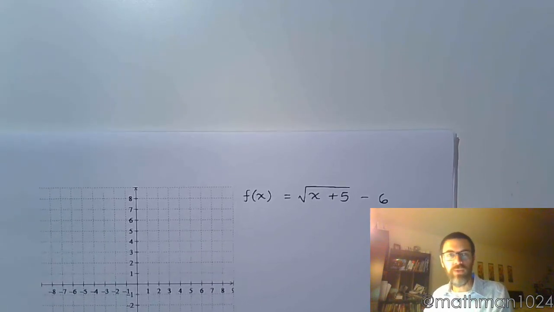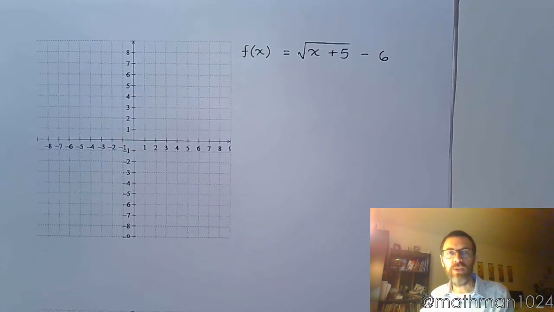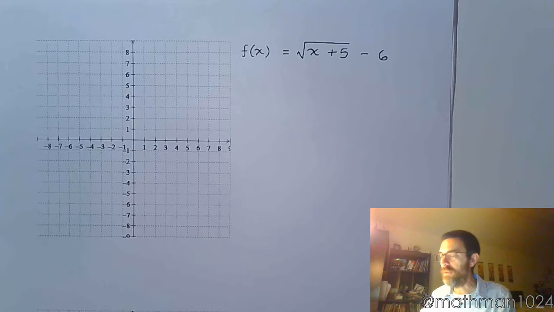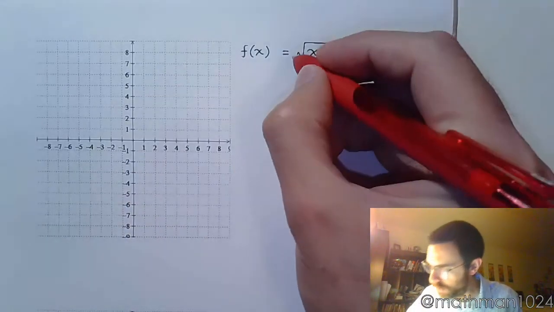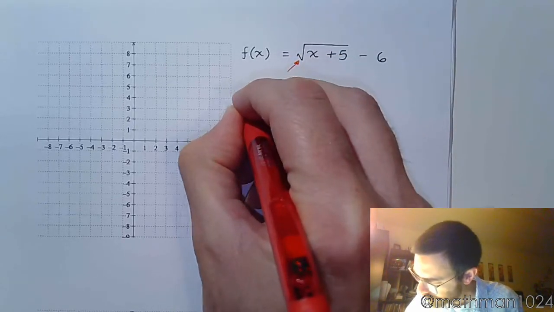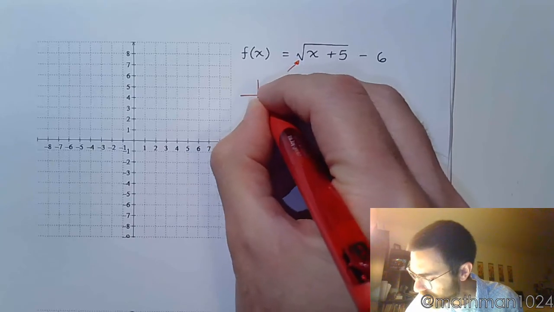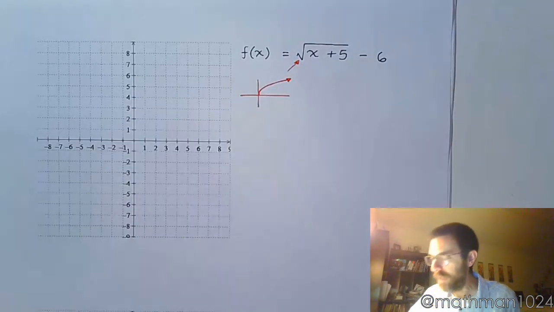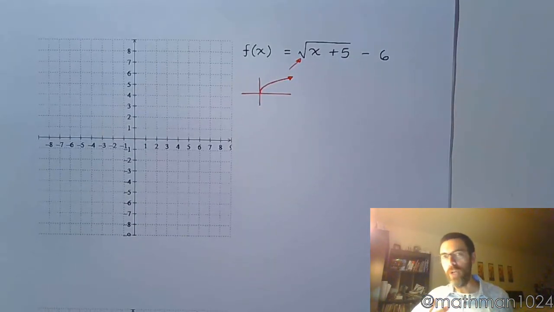Starting with this one. f of x is equal to the square root of x plus 5 minus 6. So right away, I see the square root. And the square root is that half sideways parabola. Something that looks like that. So you've got to know your shapes so you know what your key points are.